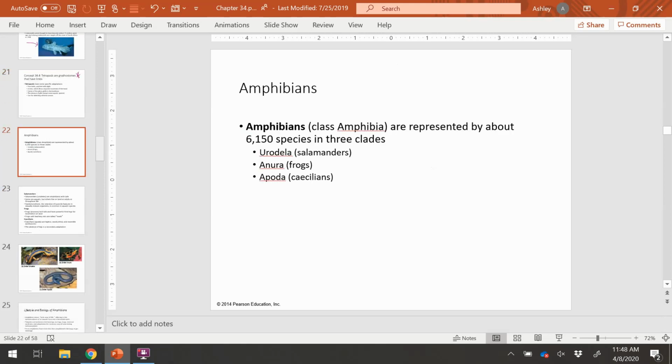Now looking at the first tetrapod, we'll see that they are amphibians. They are represented by about 6,150 species in 3 groups. The 3 groups are what you'll want to remember, along with a feature of each group: the salamanders, frogs, and caecilians. The scientific name is not something you need to memorize, just a common name here is good.